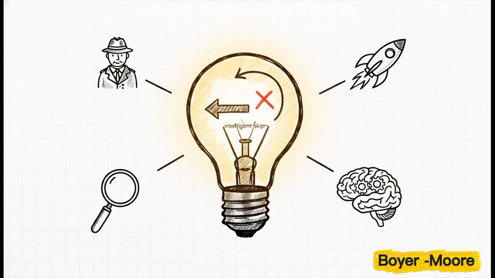So if you take just one thing away from all this, let it be this. The secret to speed isn't checking harder, it's skipping smarter. This simple, elegant idea, comparing from right to left and using those mismatches to make huge jumps, is what powers one of the fastest and most widely used search algorithms ever designed.